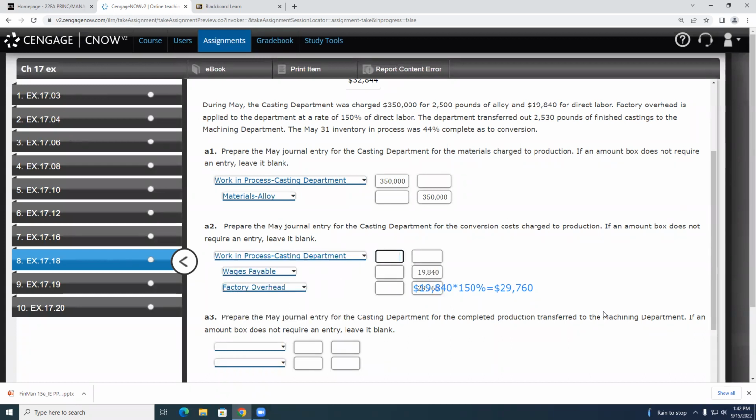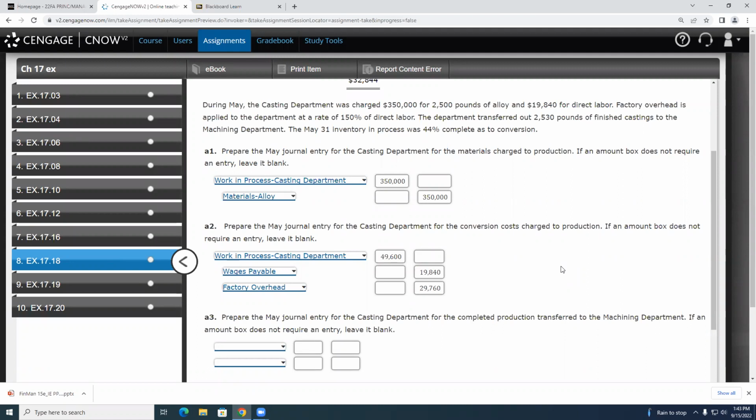We're asked to do the summary entry here. Get writing off the screen, apparently misjudged how much room I needed. So if we combine those two, the wages payable plus the transfer of overhead, or the application of overhead, that's a combined $49,600 worth of overhead and direct labor, that conversion costs during the month.